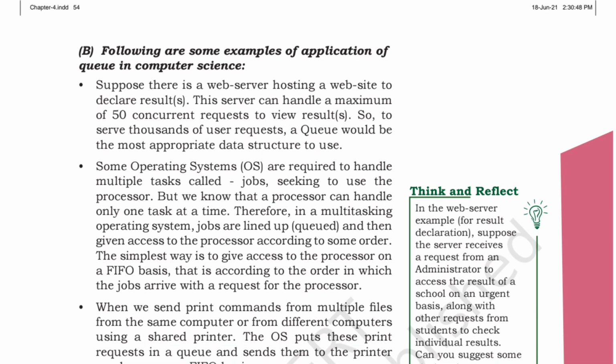Suppose there is a web server hosting a website to declare results. This server can handle a maximum of 50 concurrent requests to view the result. We have different websites that will be displayed on the web server to declare the result. This server can handle a maximum of 50 concurrent requests to view the result.